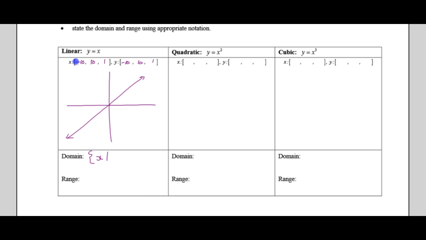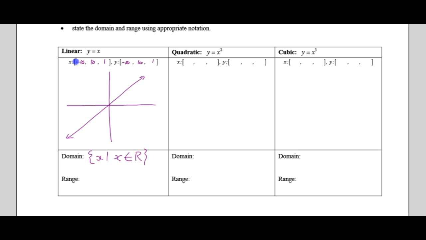So what x values can I put in for y equals x? Or are there any x values I can't put in? You say, no, there are none. So you can put in any value for x, right? There's no restriction on the x. So it's the set of all x such that x belongs to the reals.